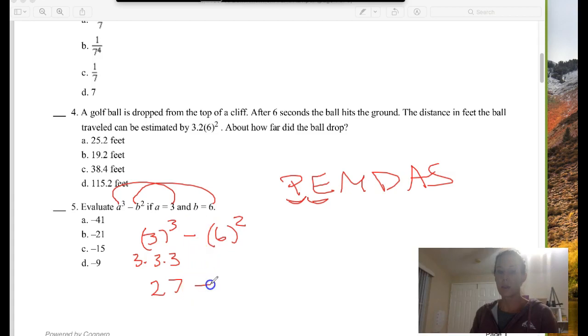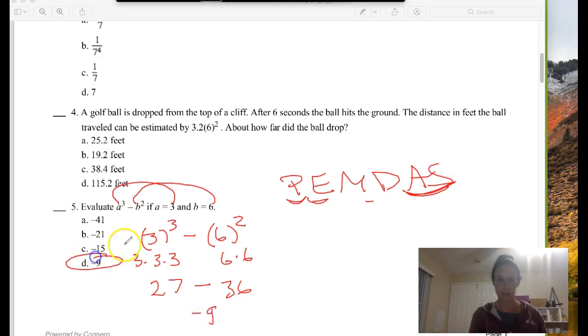And then I'm going to subtract off 6 squared. That's 6 times 6. I do this first before I do any kind of addition or subtraction. So first I do this multiplication, then I do the subtraction. So 6 times 6 is 36. So I'm going to go 27 minus 36, and that will give me negative 9, and that's D. And that is a 9. I know, it doesn't look like a 9.